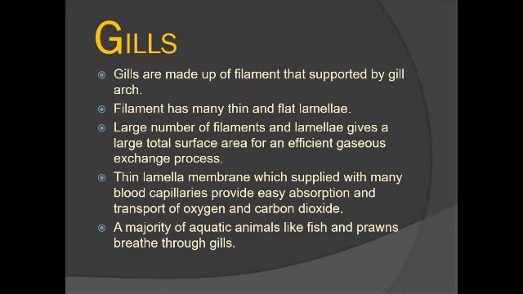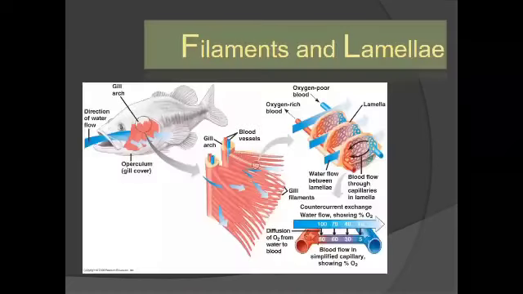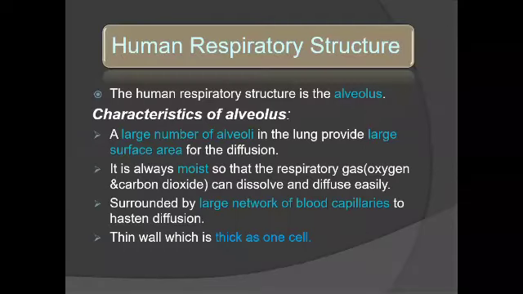A majority of aquatic animals like fish and prawns breathe through gills. The diagram shows how fish breathe through gills. Human respiratory structures. The human respiratory structure is the alveolus. The characteristics of the alveolus: a large number of alveoli in the lung provide a large surface area for diffusion.